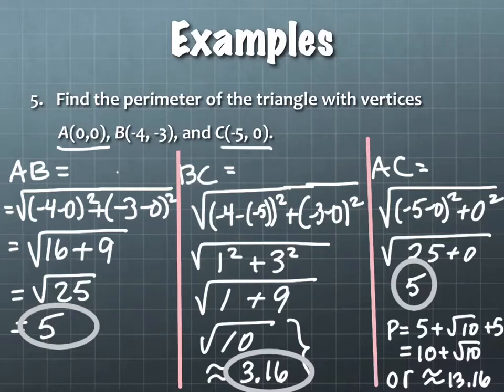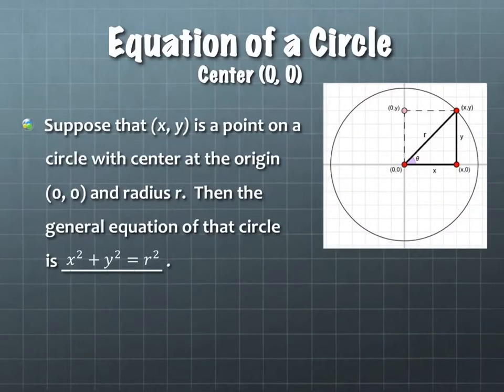Another variation of the Pythagorean theorem is actually the equation of a circle. So suppose that we have a point (x, y) on a circle with a center at the origin (0, 0) and a radius of r. Then the general equation of the circle is x squared plus y squared equals r squared. And again, that looks an awful lot like a squared plus b squared equals c squared, right?